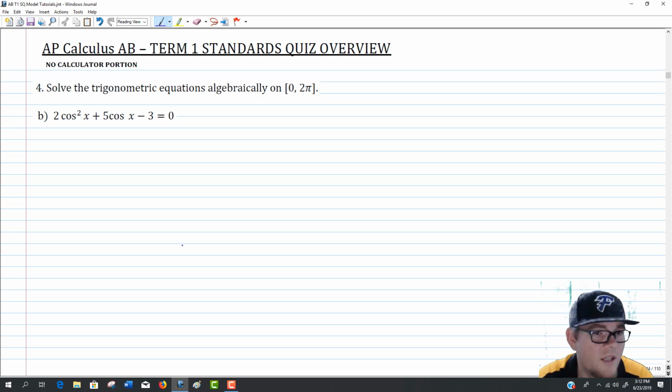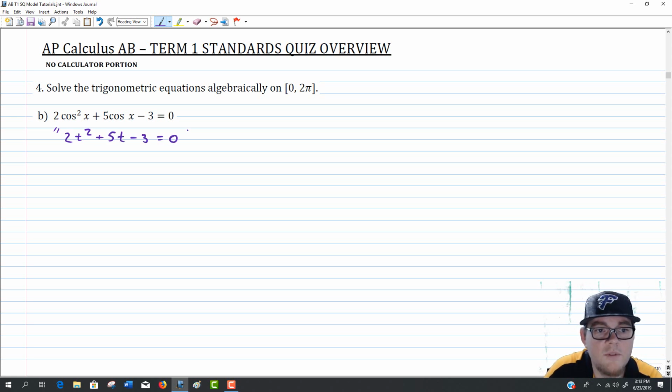This one's got 2 cosine squared plus 5 cosine minus 3 equal to 0. So we have almost a polynomial kind of structure. And in fact, that's where I'm going to begin. Even before I do anything fancy here, I want to think about this as a sort of polynomial. So I'm going to imagine it for a second as something like 2t squared plus 5t minus 3 equals 0. My thought process being it's just a little bit cleaner to factor when I do it that way.